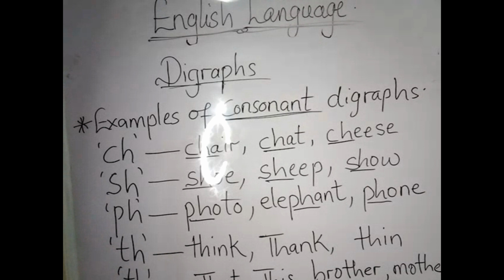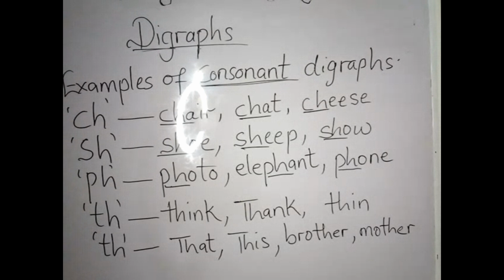So the next digraph is a very special one. It's the combination of the letters T and H. I say this is special because it forms two sounds. The combination of the letters T and H forms two sounds. The first sound here is the sound like you're closing your mouth and air is gushing out. You're trying to close your mouth and then you stick out your tongue and then you feel air gushing out.